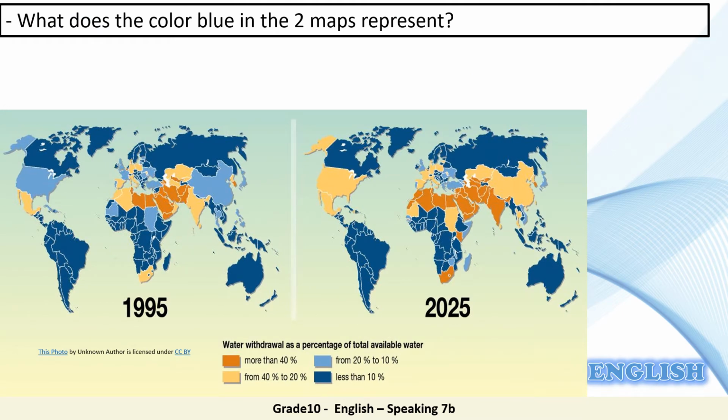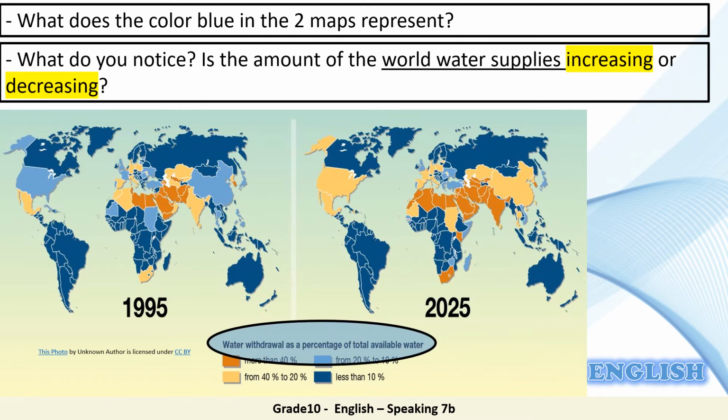Dear students, what does the color blue in the 2 maps represent? Think about it. Yes, indeed. It's about the total available water in the world between 1995 and 2025. The second question, dear students, is what do you notice? Is the amount of the world water supplies increasing or decreasing? Excellent. It is decreasing. And this raises urgent questions.